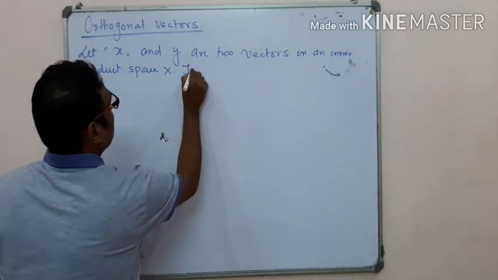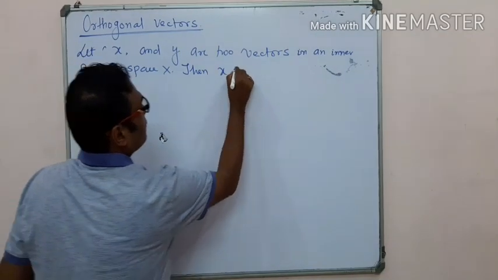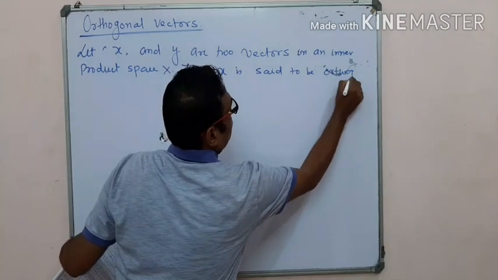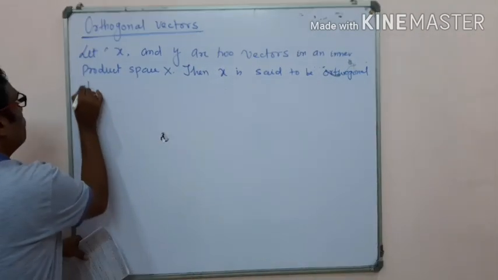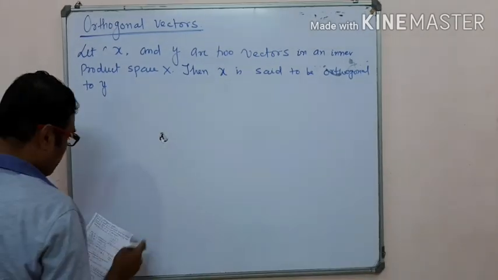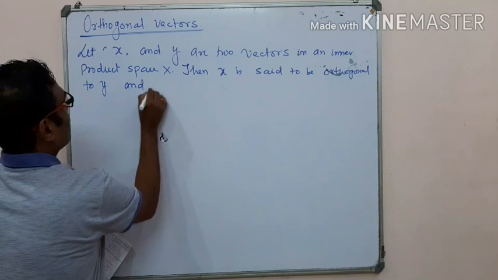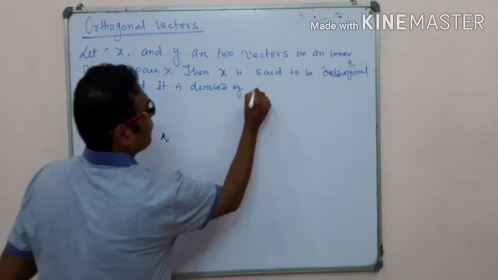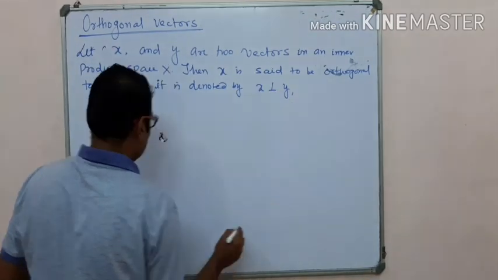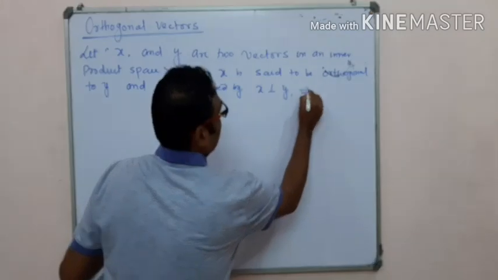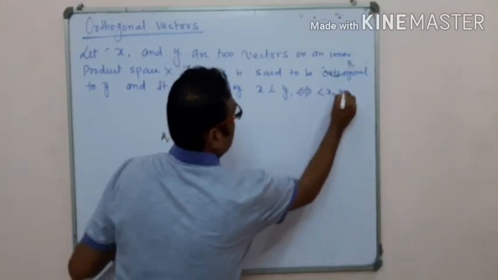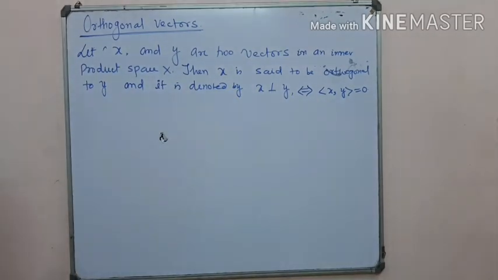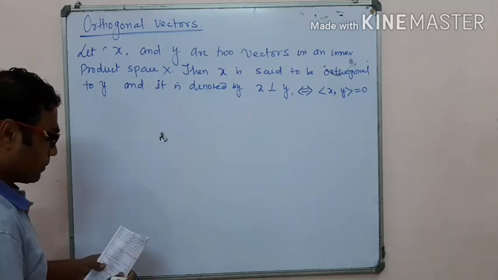then x is said to be orthogonal to y, and it is denoted by x is perpendicular to y, if and only if the inner product of x comma y is equal to 0.